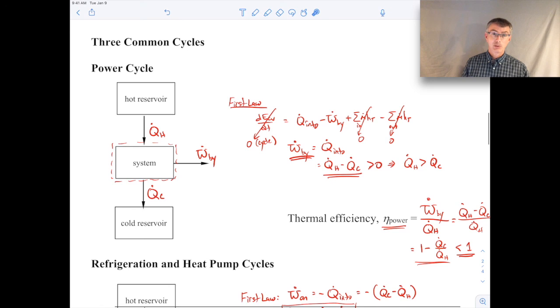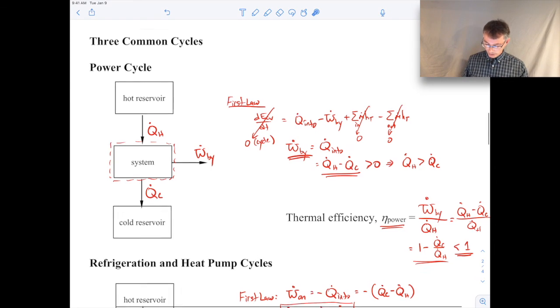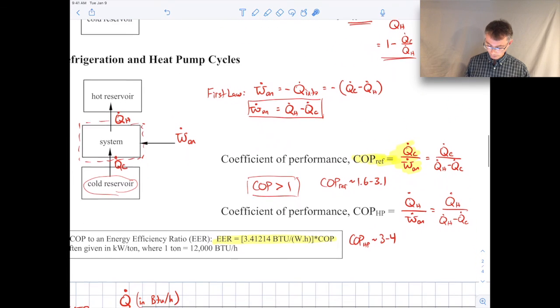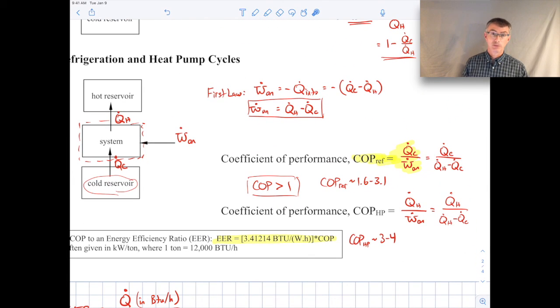The cycles that we'll deal with are power cycles, which generate power, and refrigeration and heat pump cycles, which move energy around. We have to put power into it to move the energy around. We defined a thermal efficiency for power cycles and said that that efficiency has to be less than 1. We defined coefficients of performance for heat pump and refrigeration cycles. They're different from one another. Those coefficients of performance have to be greater than 1.